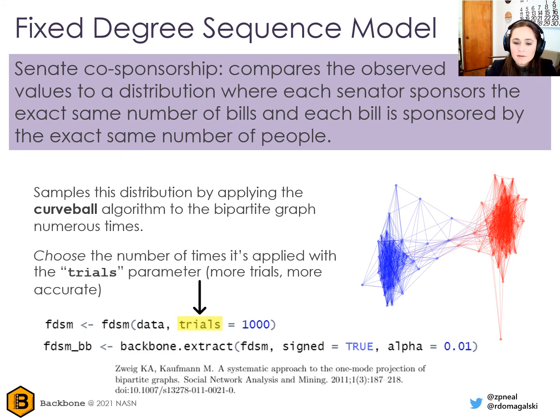And you can choose how many of those bipartite graphs you want to generate using this trials parameter. So the larger the number of trials you run, the more accurate this distribution will be.